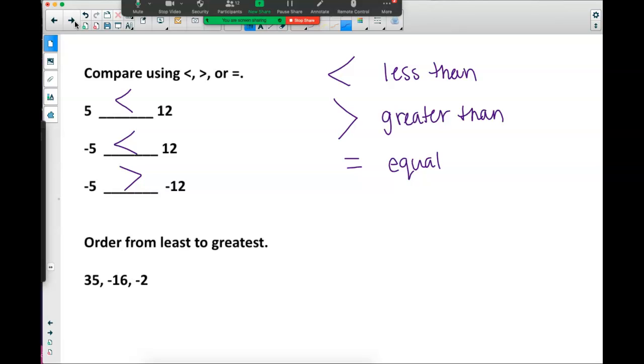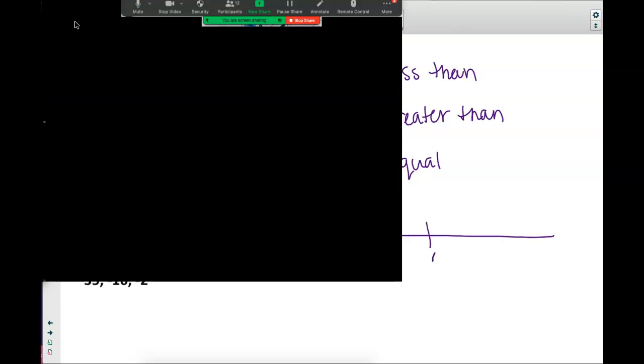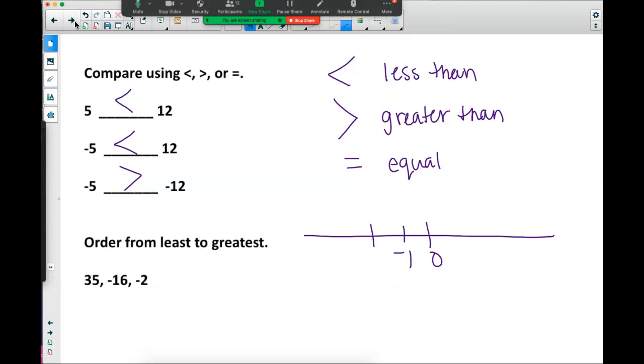So if we're looking at a number line, -1, -2, -3, -4, it keeps getting smaller the further down you go, right? Think of it in terms of money. You're -$12 in the hole or -5? Well, I'd rather be -5. At least then I don't owe somebody quite as much.